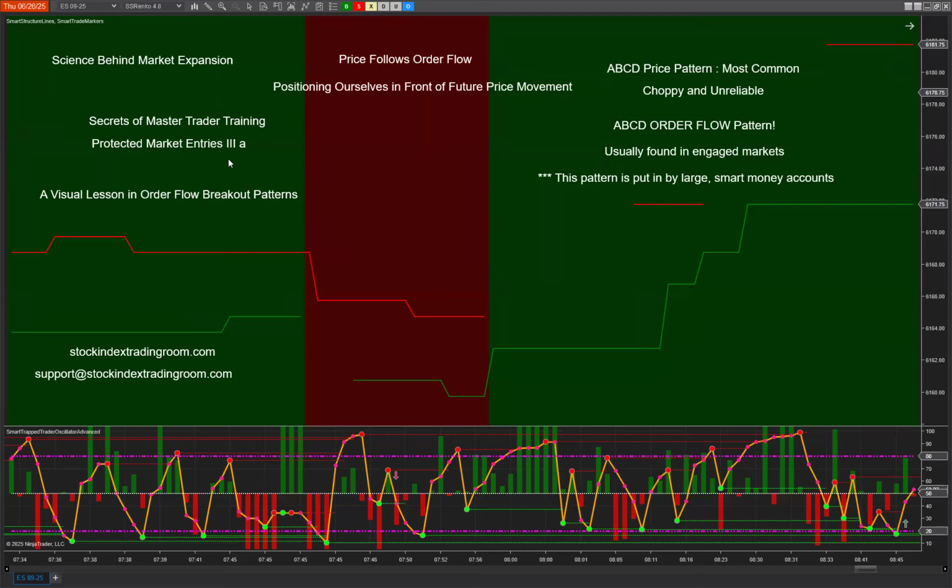This would be protected entries 3A, trading protected entries. And this is a visual lesson in order flow breakout. Need more information? Here it is. The most common pattern in all of markets is a 1, 2, 3 or an ABCD pattern. ABCD. And of course, the point that everybody's interested in is a point of no return.